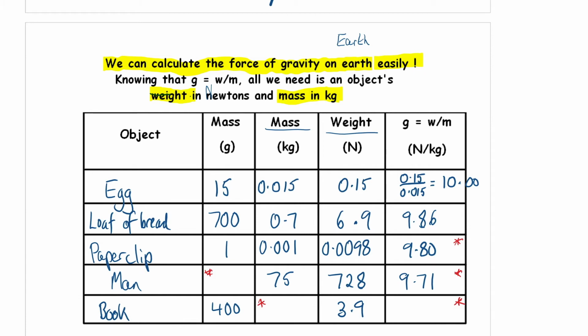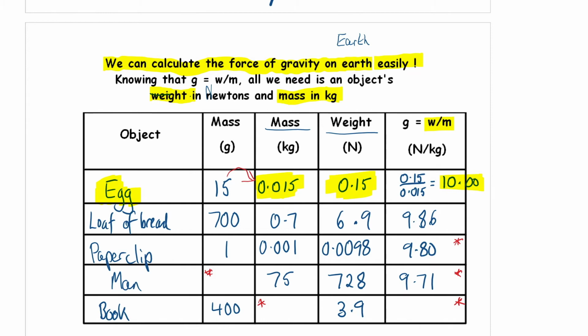First example I've written underneath. That's for you to copy. For an egg, its mass in kilograms is 0.015. That's converted from grams by dividing by 1,000. We've measured its weight separately, and what we found out is, when we measured its weight using a Newton meter, its weight is 0.15 newtons. So we've divided its weight by the mass, and the gravitational field strength is 10 newtons per kilogram.